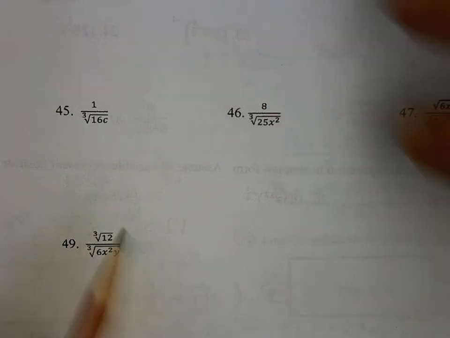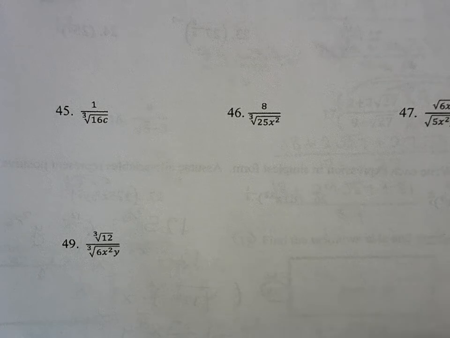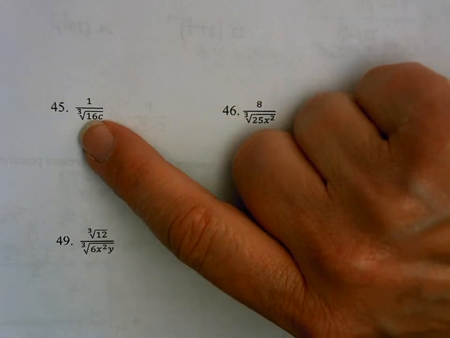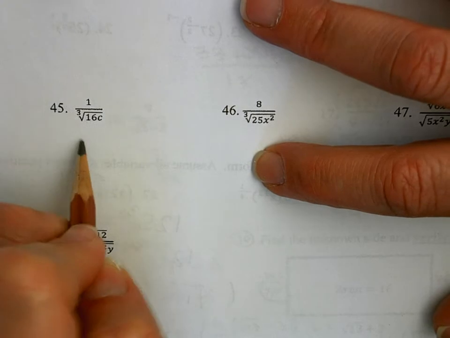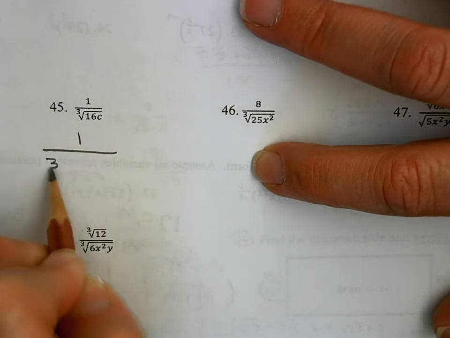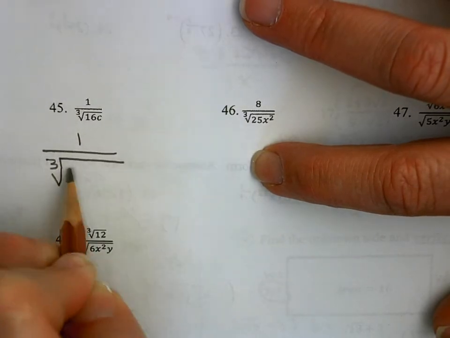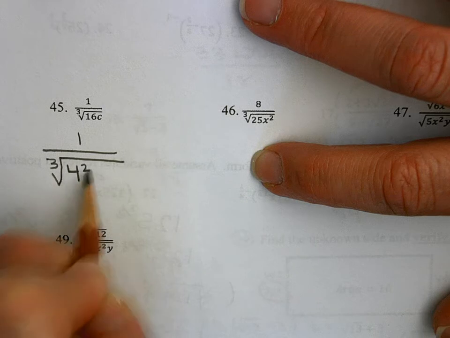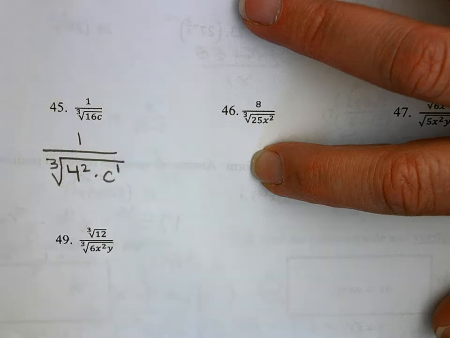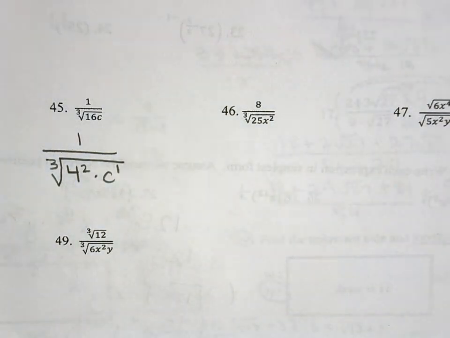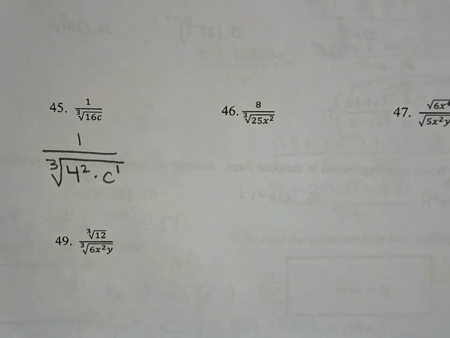So for question 45, we want to rationalize all our denominators. So for 45, I'm trying to do a cube root. So I want to look at this as the cube root, and then 16 is the same as 4 squared. And c is c to the first. So if I can break it into powers, I want to try to do that. So 16 is 4 squared. And then c is just c to the first.